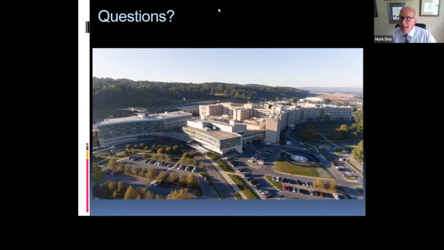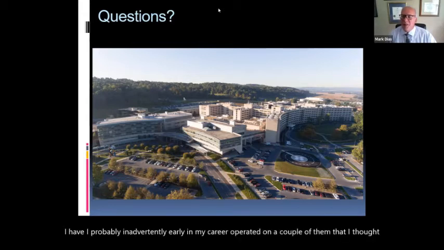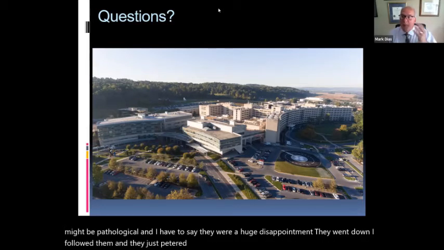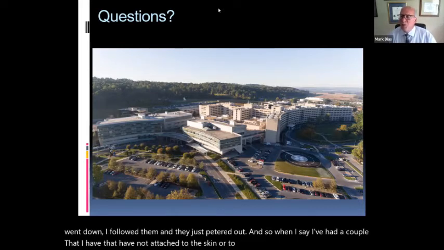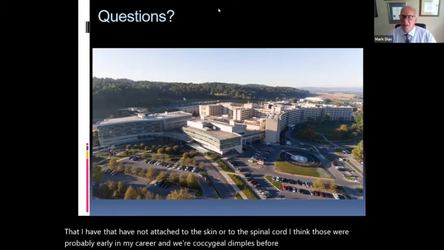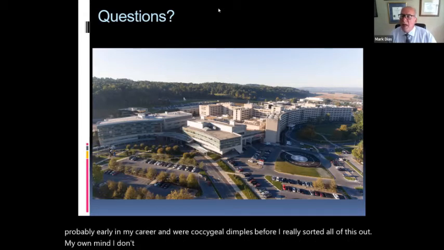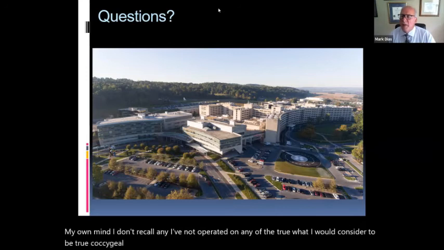I probably inadvertently early in my career operated on a couple of them that I thought might be pathological. And I have to say they were a huge disappointment. They went down, I followed them, and they just petered out. So when I say I've had a couple that have not attached to the skin or to the spinal cord, I think those were probably early in my career and were coccygeal dimples before I really sorted all of this out in my own mind. I've not operated on any of the true coccygeal dimples since very early on in my career.